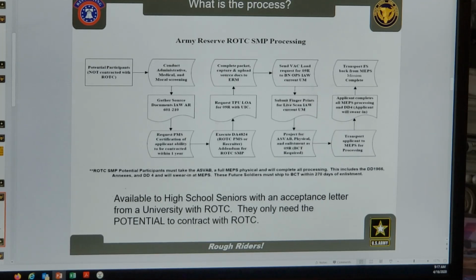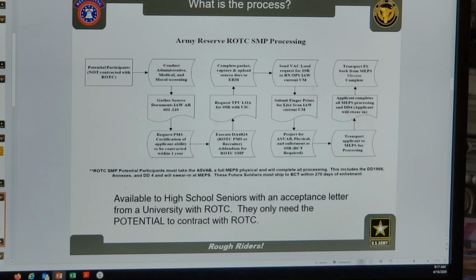It requires like 1 or 2 extra forms than what you would normally do, 90% of the time, with an Army Reserve enlistment. But it's really this easy. So let's take away the word potential participant. Let's just say applicant. So move to step 1. You're going to do your normal conduct. You're going to do Apple's MDT. You're going to make sure they're administratively, medically, and morally qualified. You do that with everyone. Thumbs up, move on to the next one.